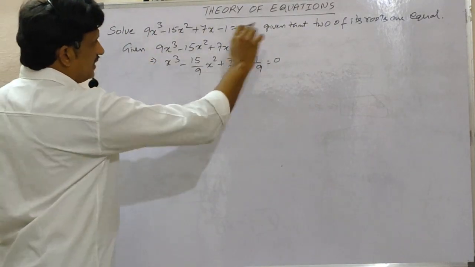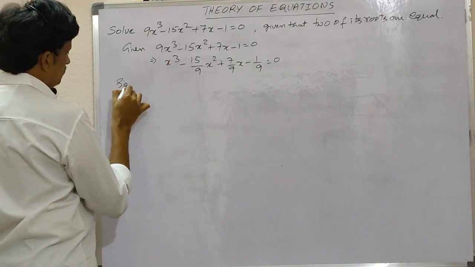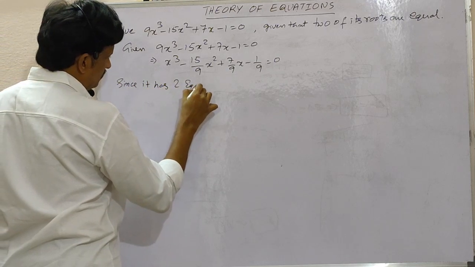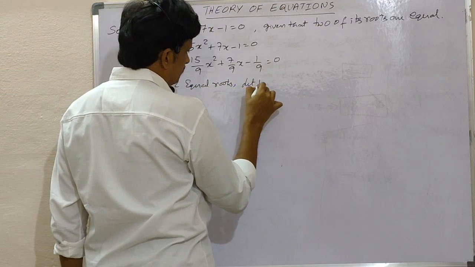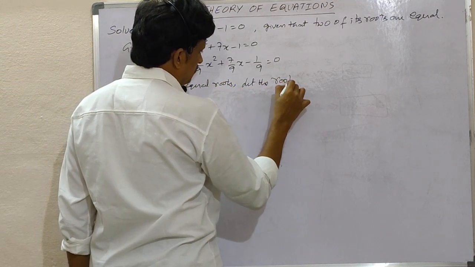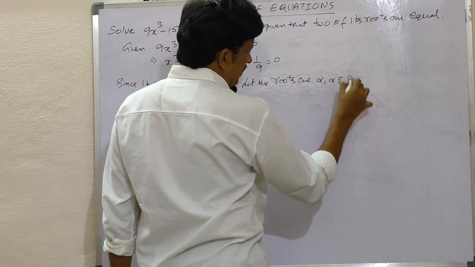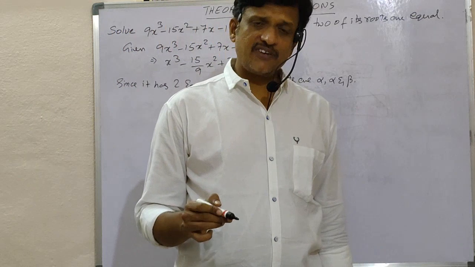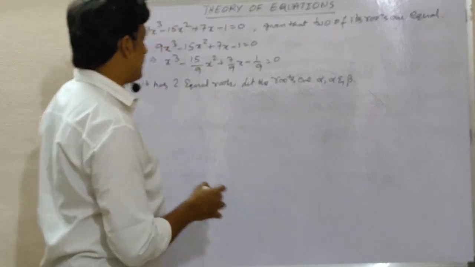So, since it has two equal roots, let the roots be alpha, alpha and beta. Two roots are equal. So you can take alpha as the first root and alpha as the second root, and the third one is different from these two, that is beta.